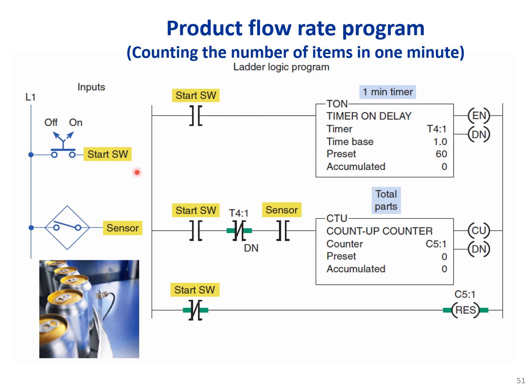When we press the start, the timer also starts. Here we have a sensor input, so the counter starts to increment up. Once the timer is done, the downbeat becomes true, and then this negated contact becomes false, and the counter will stop. So now we know how many parts pass in 60 seconds, and that shows the rate or the speed, or the flow rate, basically.